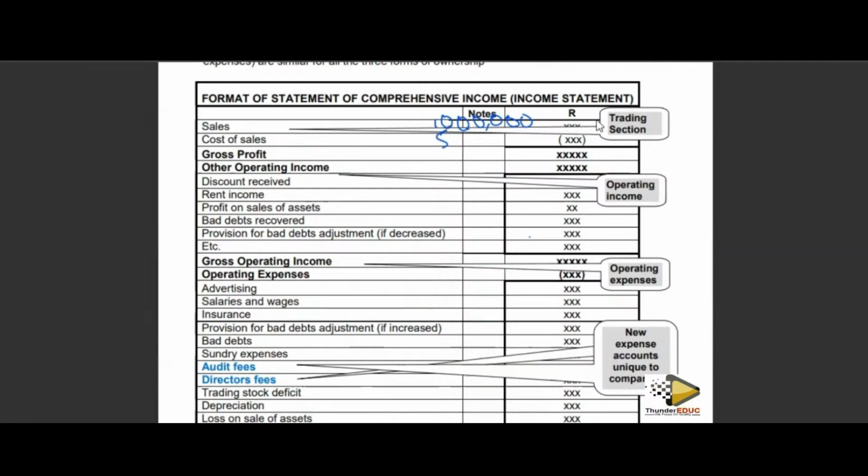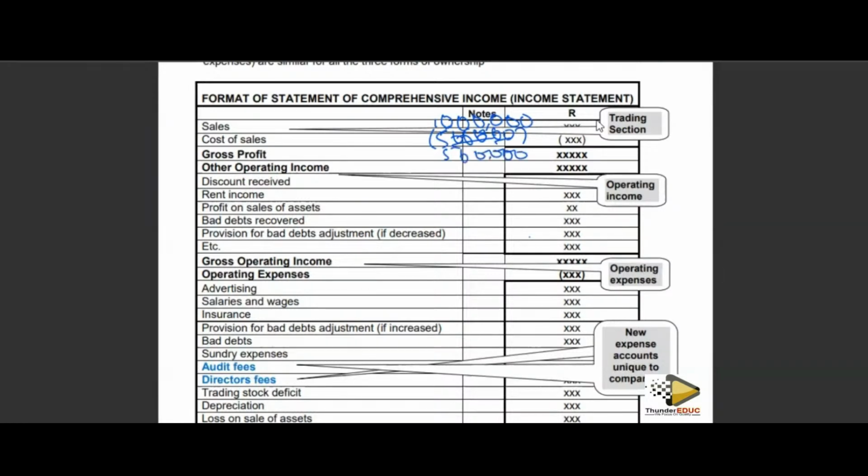Let's say we bought our stock for 500,000, okay? So that's why this figure is in brackets. Brackets in accounting, remember, mean we are subtracting. So after subtracting it, how much are we left with? We are going to be left with 500,000, right? Now, that 500,000 will be our gross what? Profit. This minus this, we get our gross profit.